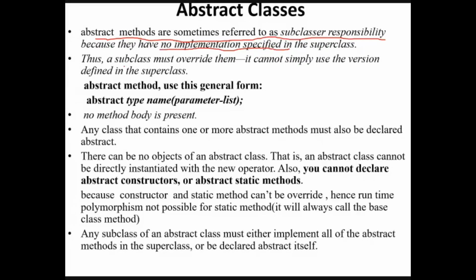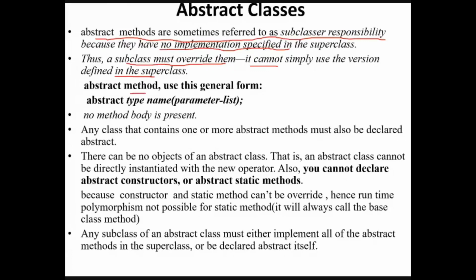Yes, ma'am. So here also, an abstract method is similar to a pure virtual function in C++. Here also we have to override that abstract method. The subclass must override them. It cannot simply use the version defined in the superclass. If it is not overridden, what will happen? We cannot create an object for the subclass also.